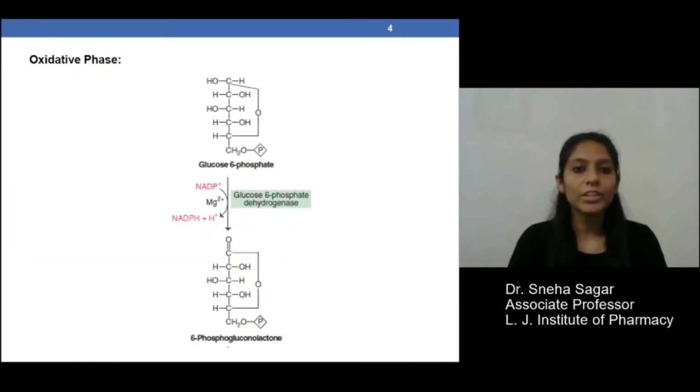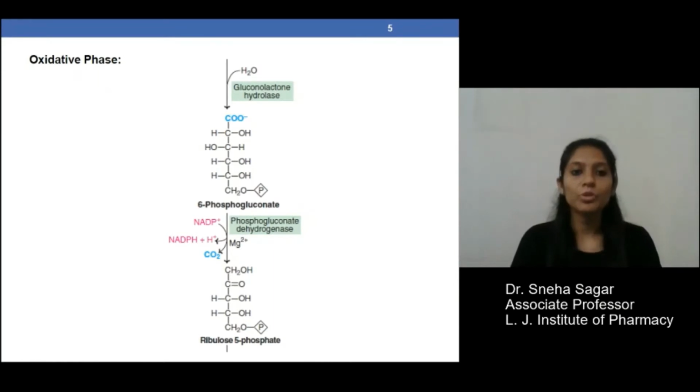So starting with the HMP shunt oxidative phase reaction, glucose 6-phosphate is converted into 6-phosphogluconolactone. It utilizes NADP plus and it forms NADPH with the enzyme glucose 6-phosphate dehydrogenase. Further, it can produce 6-phosphogluconate with the enzyme gluconolactone hydrolase. Afterwards, again, an NADPH producing step is there. It forms ribulose 5-phosphate with the enzyme phosphogluconate dehydrogenase.